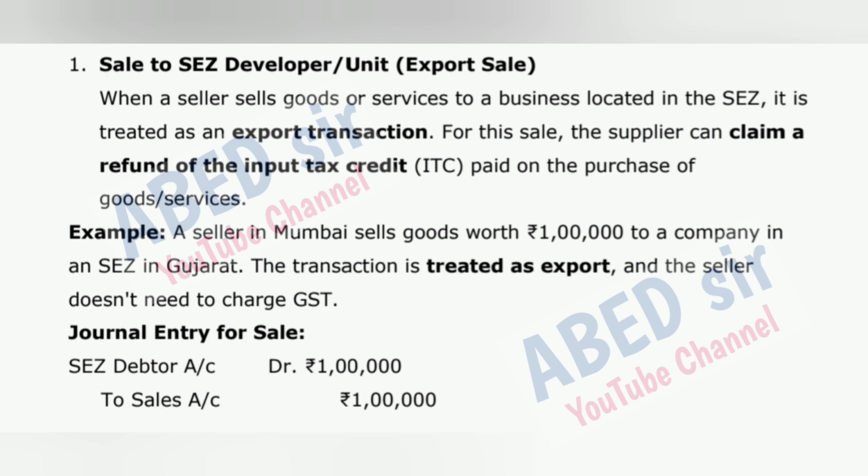of goods and services. Example, a seller in Mumbai sells goods worth 1 lakh rupees to a company in an SEZ in Gujarat. The transaction is treated as export, and the seller doesn't need to charge GST. Journal entry for sale.